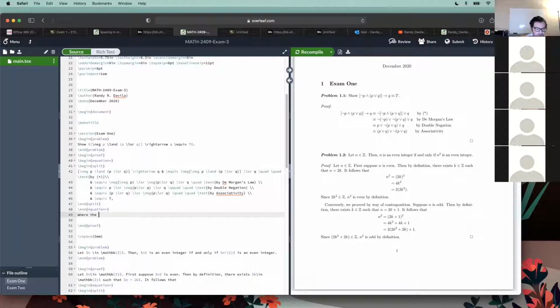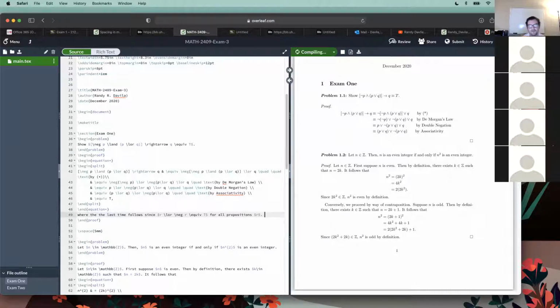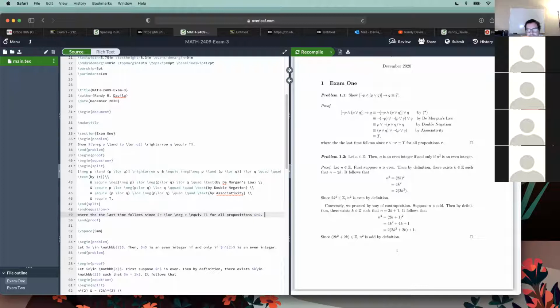Here, the last line follows since R or not R is true for all propositions, and that would end the proof. Okay, so that would be problem 1.